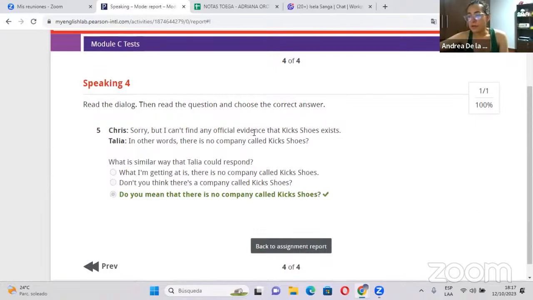Sorry, but I can't find any official evidence that Cake Shows exists. In other words, there's no company called Cake Shows. But it's a similar way that Talia could respond. Do you mean that there's no company called Shoes?